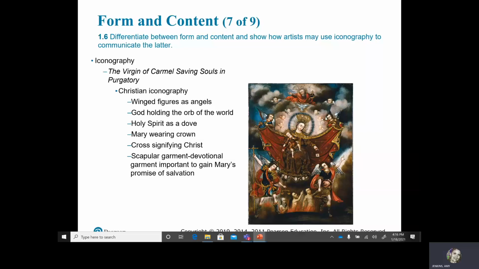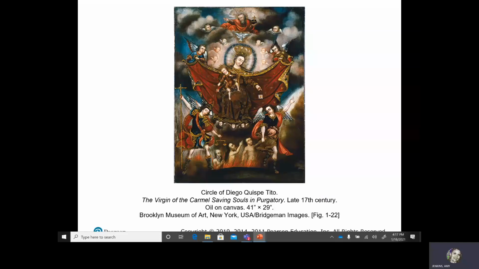In iconography, the Virgin of Carmel saving souls in purgatory. We have Christian iconography here. We have winged figures as angels, with God holding the orb of the world, the Holy Spirit as a dove, Mary wearing a crown, a cross signifying Christ, a scapular garment, which is a devotional garment important to gain Mary's promise of salvation. The scapular garment is a symbolic image of hope. There's a bigger image.